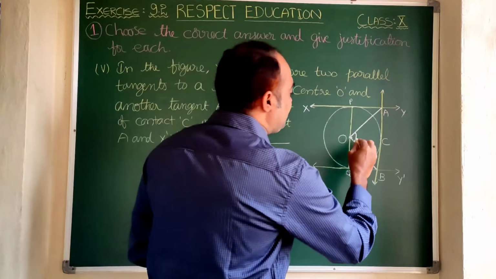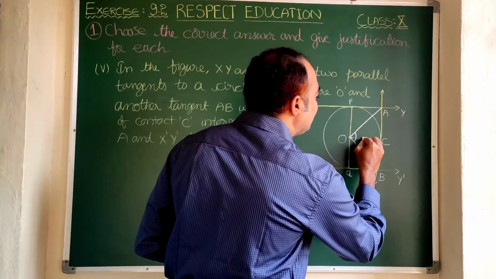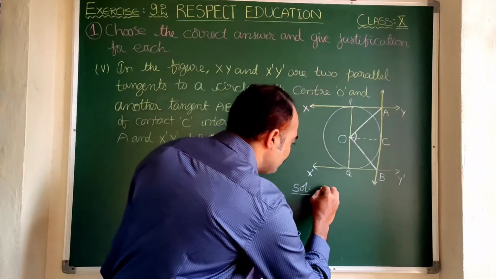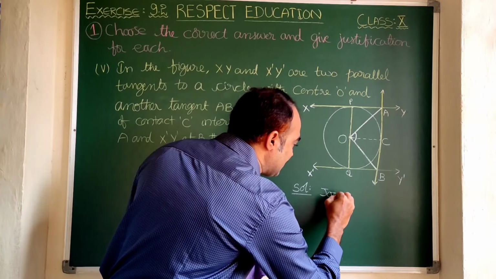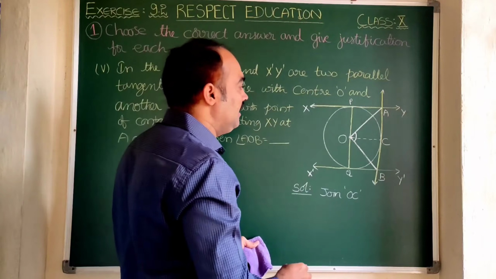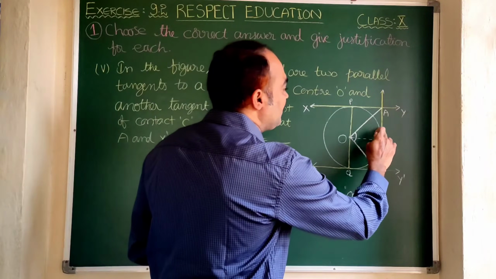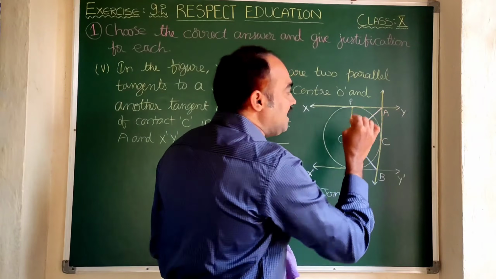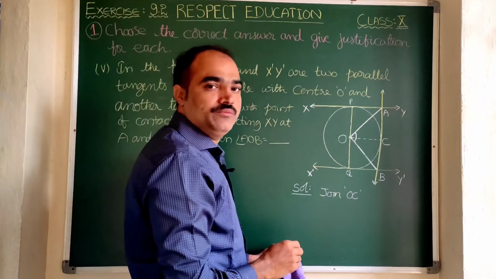Fine. First, join OC. That can be written as construction, or here you can write, so let's join OC. Now here, try to understand the thing what we need to do.